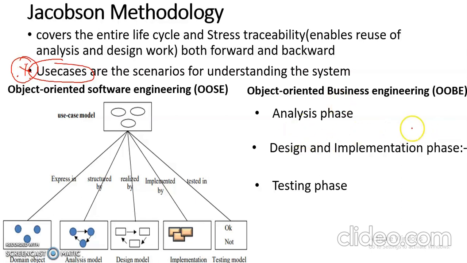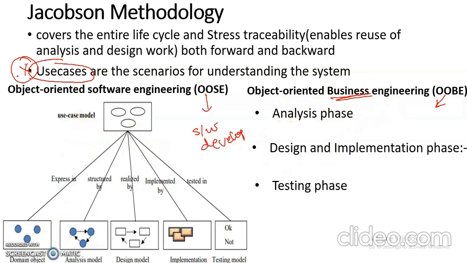It is divided into two types: object oriented software engineering and object oriented business engineering. Software engineering focuses only on software development, but business engineering comes with the business idea, how the customers want it, and how to maintain it. The business oriented terms will be dealt with here.